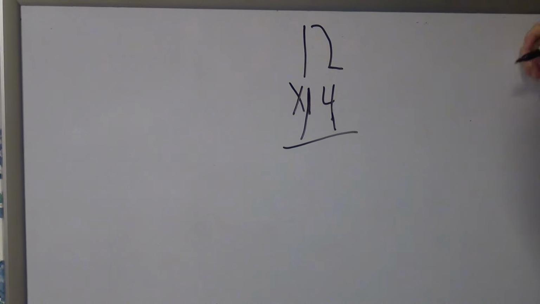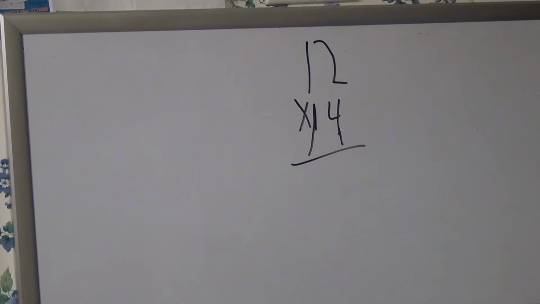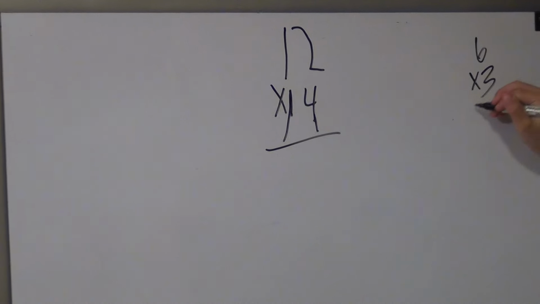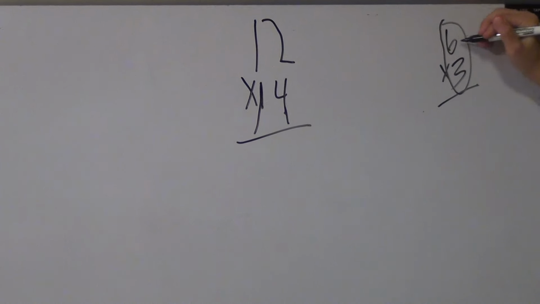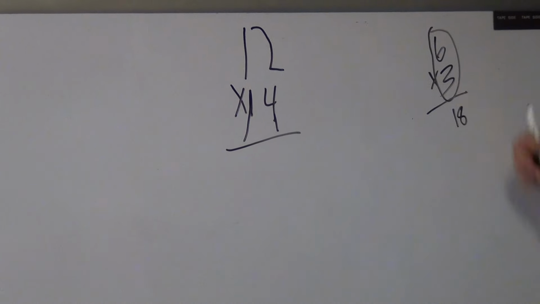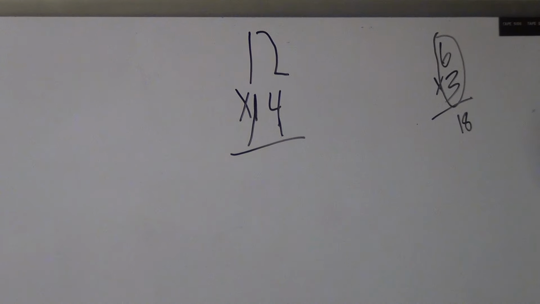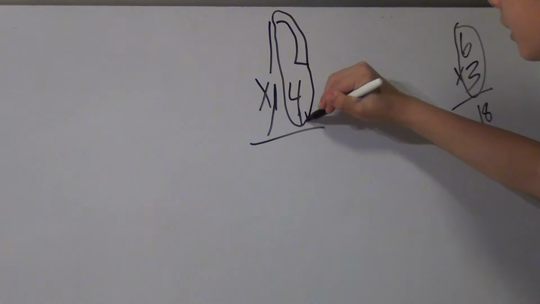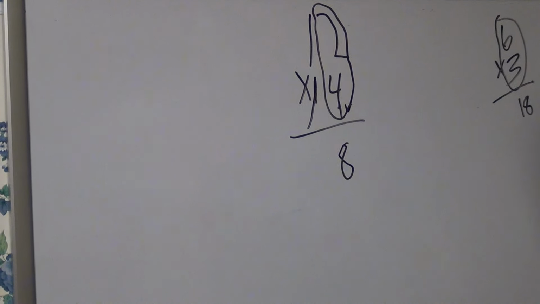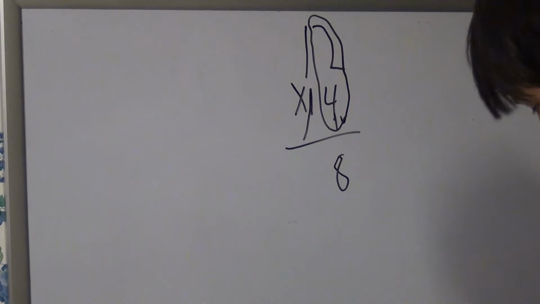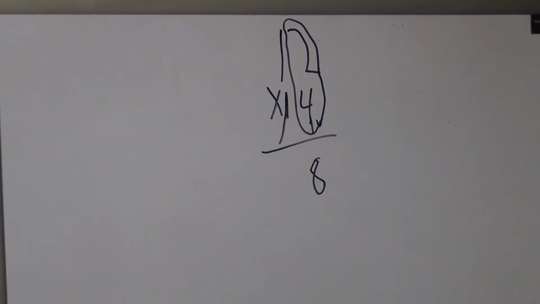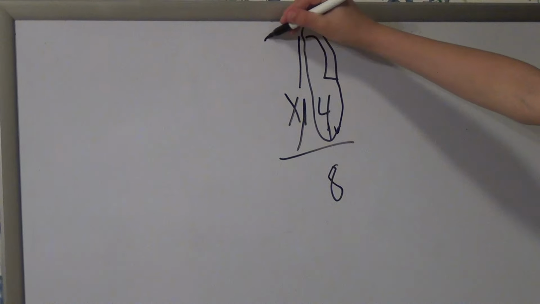Now, the first step is the same thing as you would do in a normal problem, like a one-digit multiplication, 6 times 3. You would do 6 times 3, which is 18. So step 1 for this, you would do the same thing: 4 times 2, which equals 8. And that's step 1.